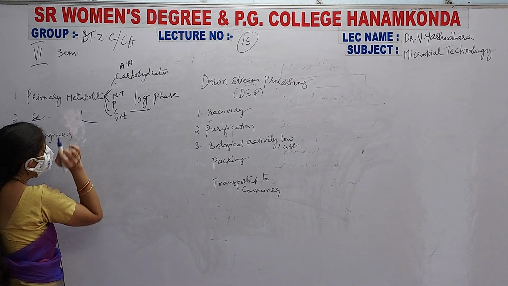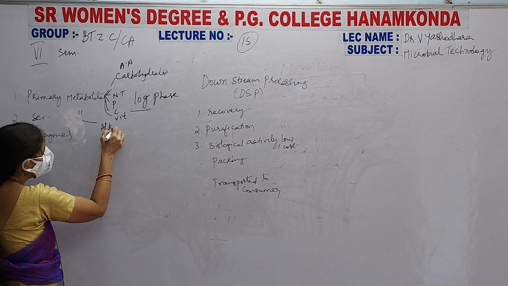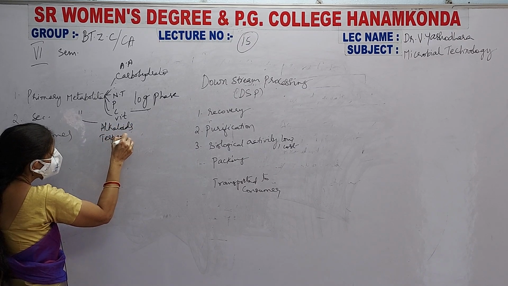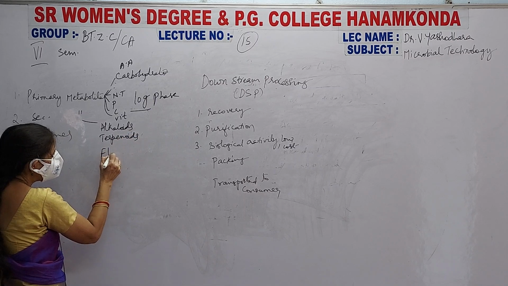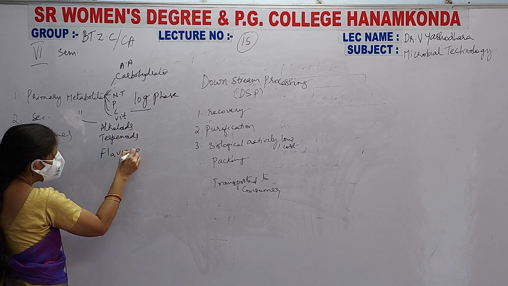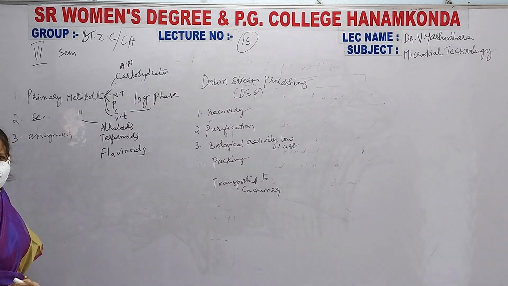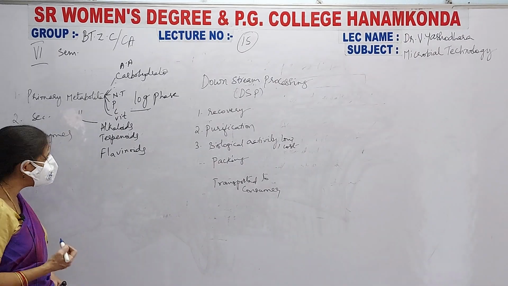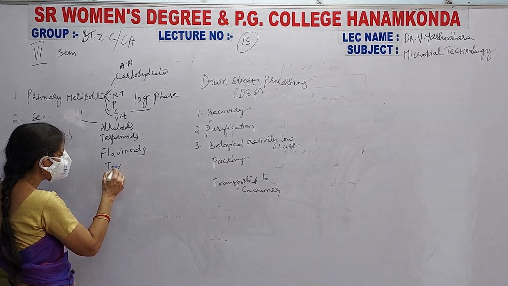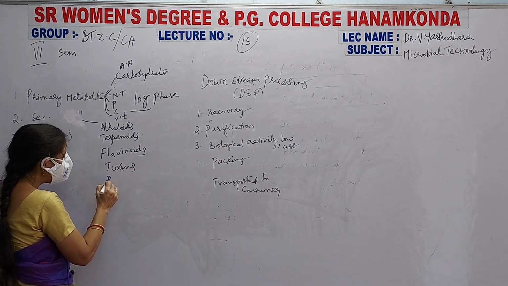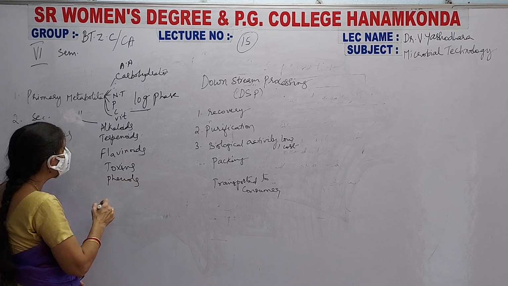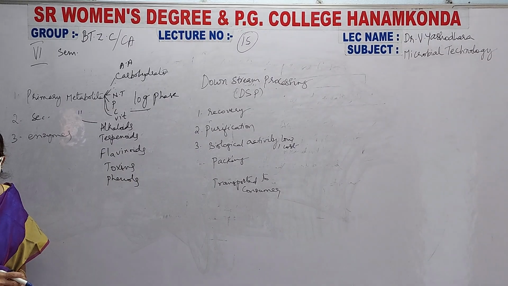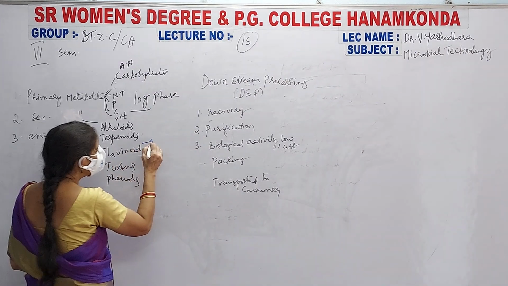And coming to the secondary metabolites, they are alkaloids, terpenoids, flavonoids, and toxins, phenols. These are the secondary metabolites that are synthesized in the fermentation medium when it is in stationary phase.